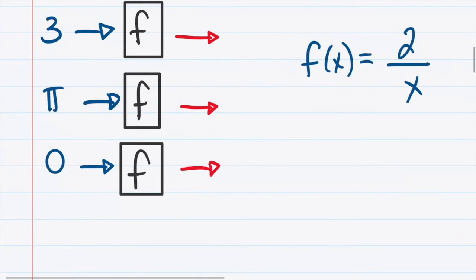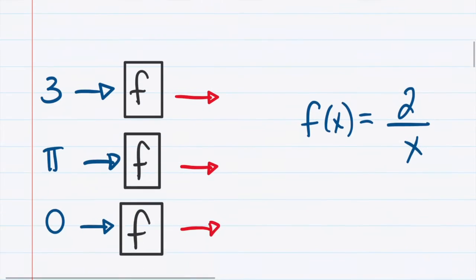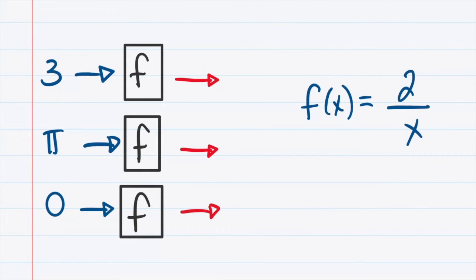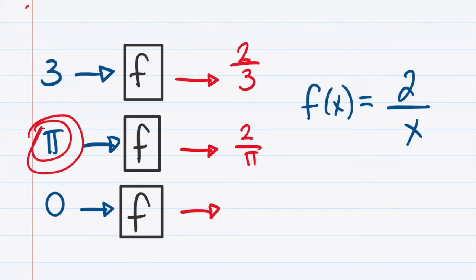Let's do a quick example. Say this is the function they gave you: 2 over x. Your input is always your x. They want to know what my answer is when I provide a 3. When my x is 3, it's going to be 2 over what, guys? 2 over 3. When your x is 3, you get an answer of 2/3. When my x is pi, you get an answer of 2 over pi. Very good.